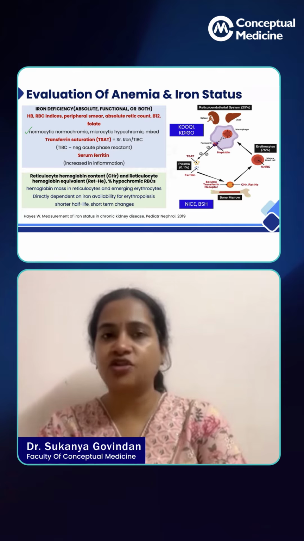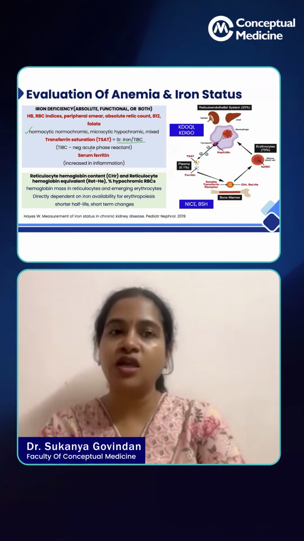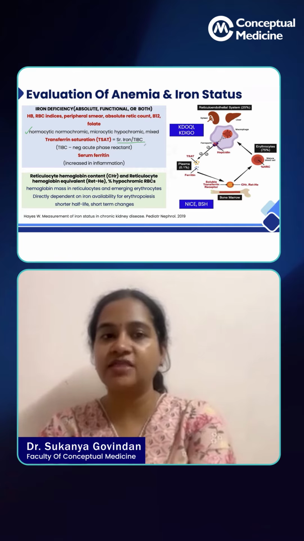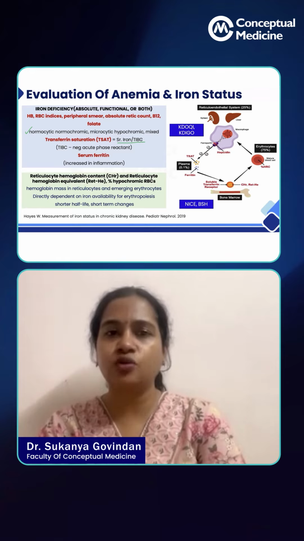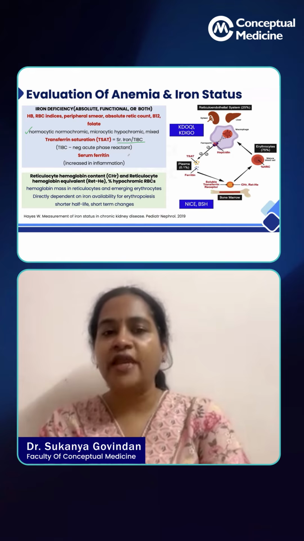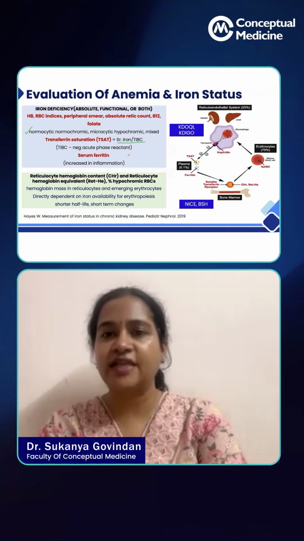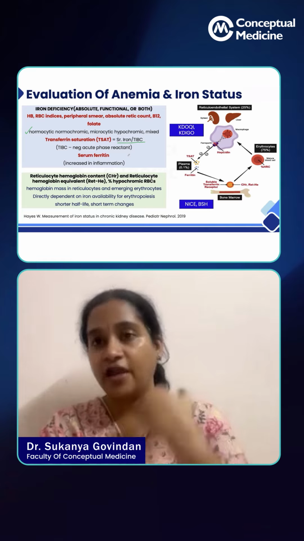So transferrin saturation is nothing but serum iron by TIBC. This can be asked in your MCQs. So serum iron by your total iron binding capacity. TIBC is total iron binding capacity. When you divide this and multiply it by 100, you get a percentage. Okay, so any transferrin saturation that is less than 20% means you do not have enough iron in your body.